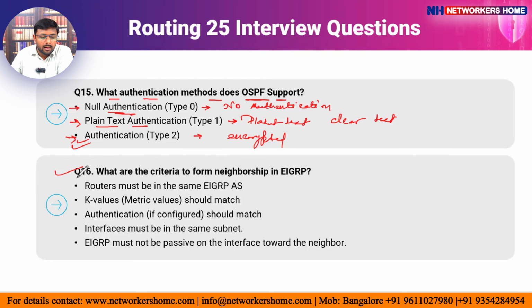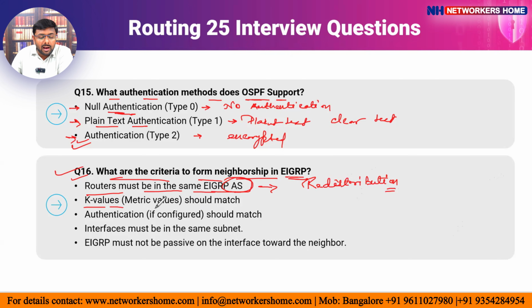Next we have the 16th question. What are the criteria to form neighborship in EIGRP? The routers must be in the same EIGRP autonomous system, meaning the autonomous system number should be the same, then only the neighborship will be formed. What if the autonomous system number is not the same? Then also the neighborship can be formed, but redistribution has to be done.